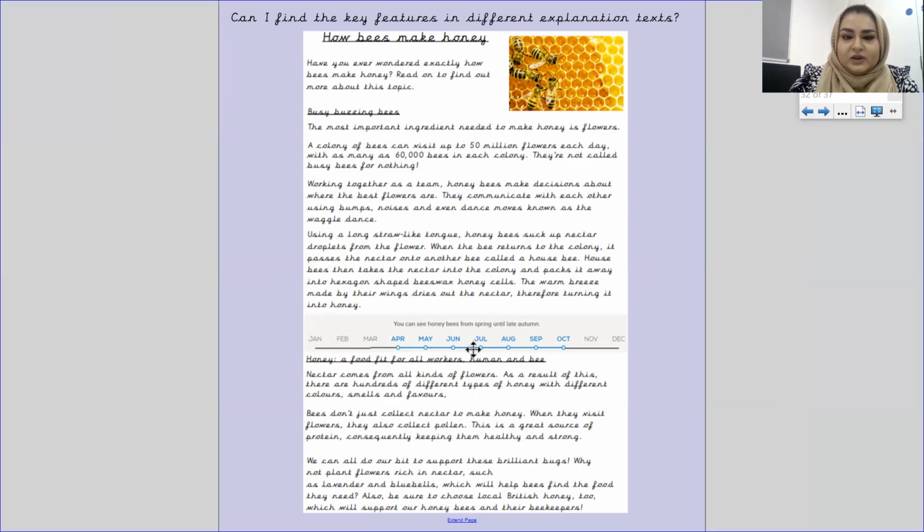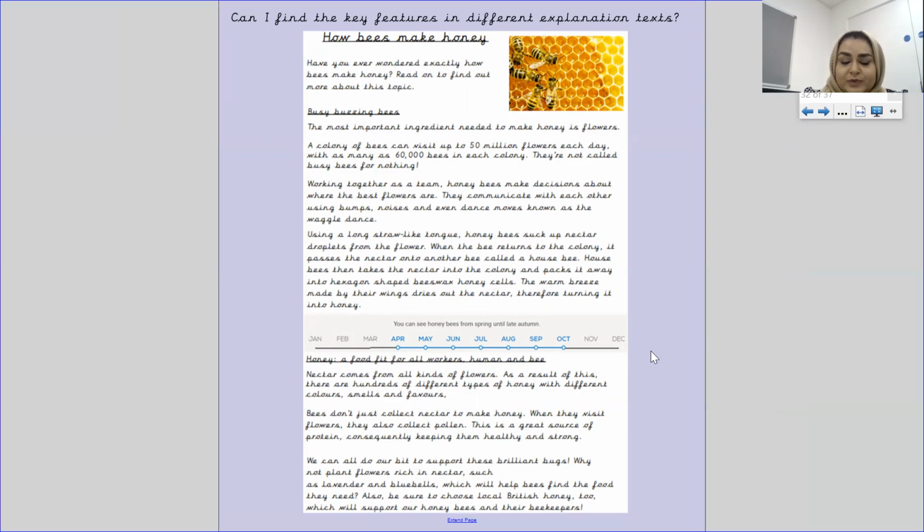Over here you can see honeybees from spring until autumn. Okay, so look at this timeline. So you see them between spring and autumn. Honey. A food fit for all workers, human and bee. Nectar comes from all kinds of flowers. As a result of this, there are hundreds of different types of honey with different colors, smells, and flavors.